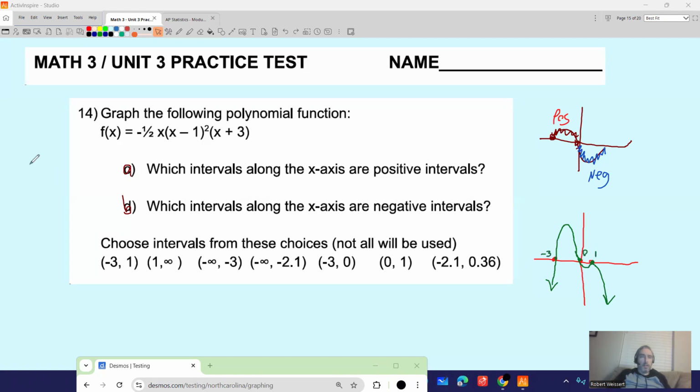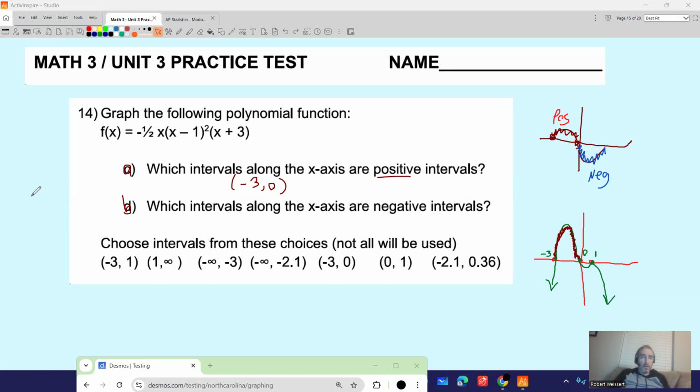So let's look at the negative and positive intervals. So the positive intervals are the ones above the x-axis. So this one right here from negative 3 until you hit 0 would be considered a positive interval, negative 3 to 0. That's the only one that's above the x-axis. Everyone else is either going to touch the x-axis or be below it. So we got negative 3 to 0 for the positive.